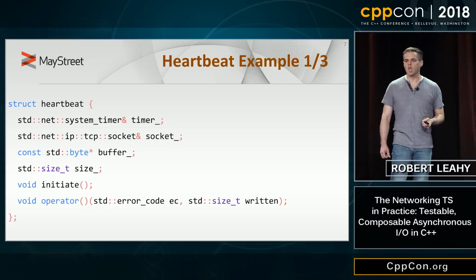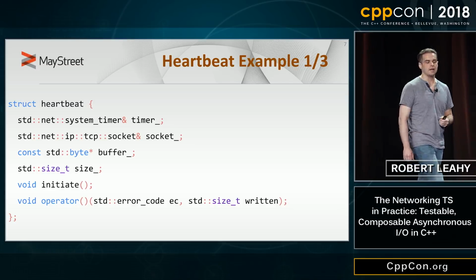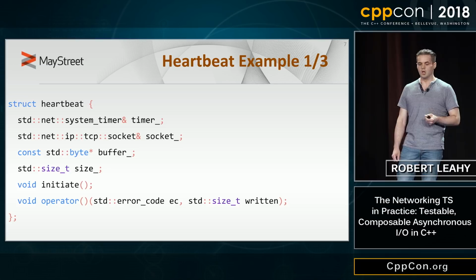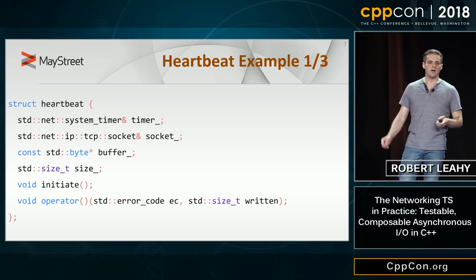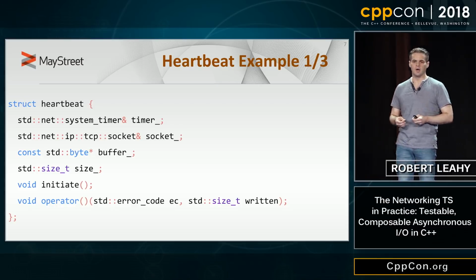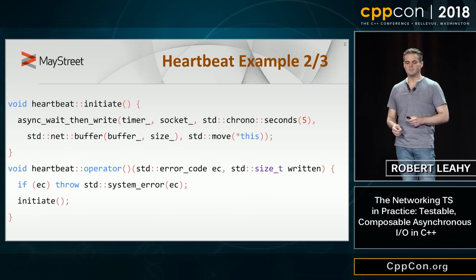So we need a callable object, which we call heartbeat. It includes some members, the timer it's going to wait on, the socket it's going to write to, a buffer of bytes, and the number of bytes it's actually going to write. We then give it two member functions, a null member function called initiate, which begins our asynchronous loop, and a binary member function called operator paren, which is the function call operator necessary for this thing to be a completion handler at all. Let's take a look inside.